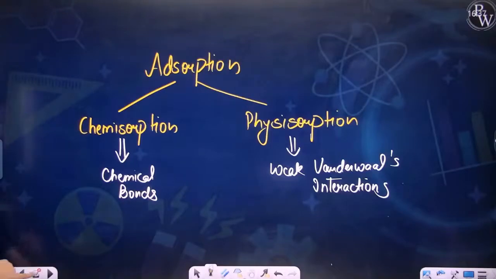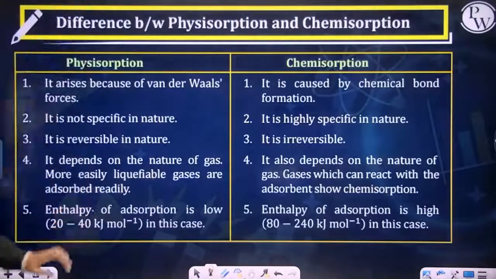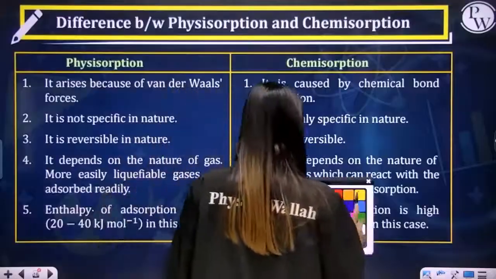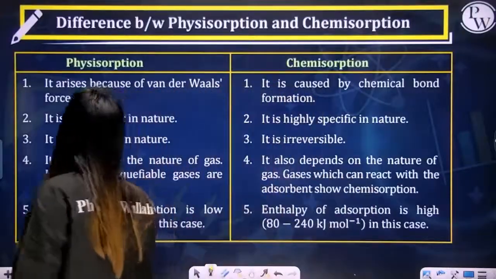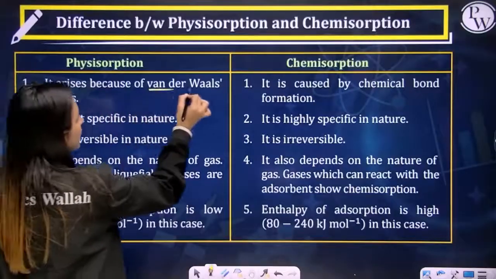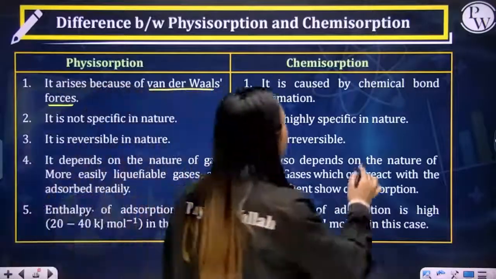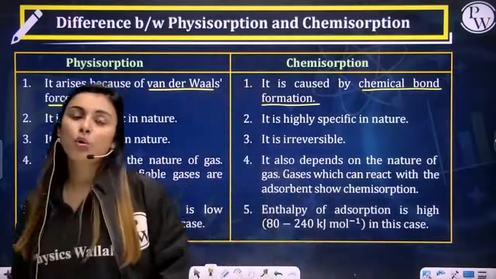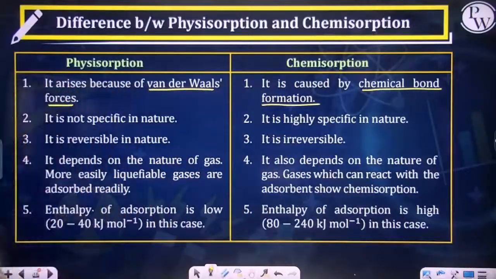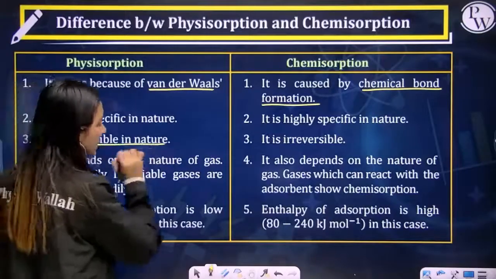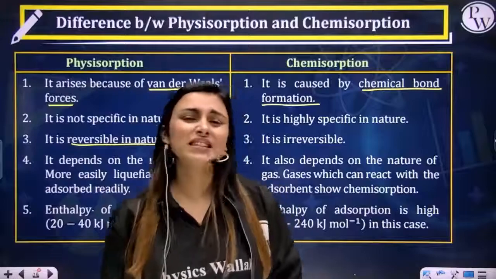I hope you've written it. Now let's try and understand each and every point very clearly. The first point says that physisorption arises because of weak van der Waals forces. Perfect. Chemisorption is caused by chemical bonds, so it has strong chemical bonds in it. Now, my dear students, physisorption is reversible in nature. Why is it reversible in nature?